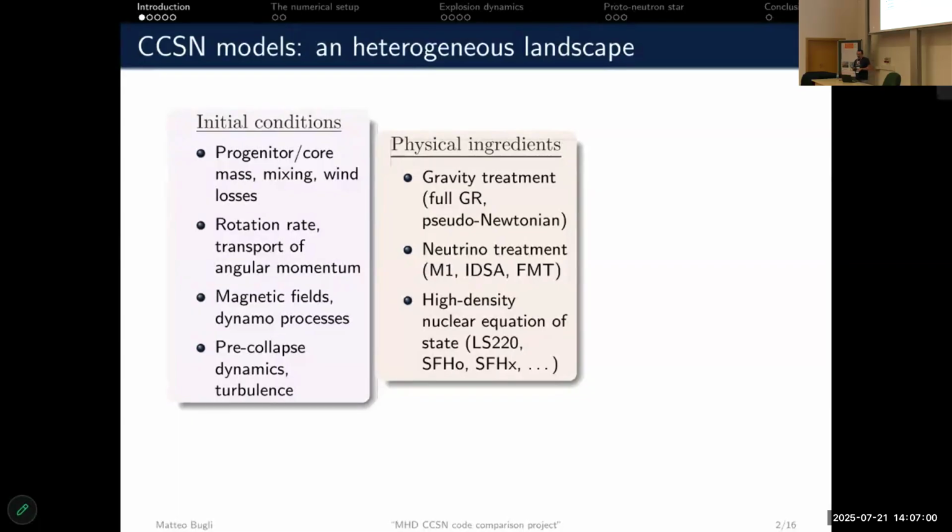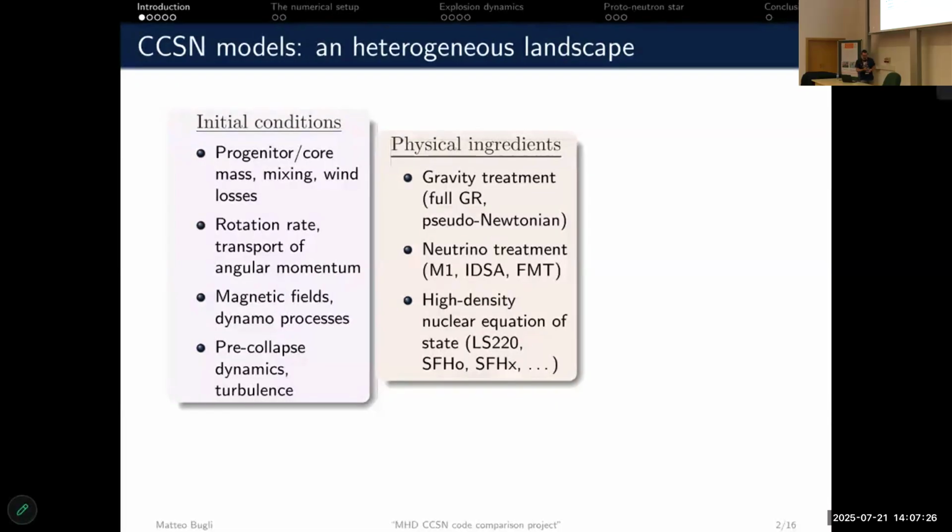Then, we want to define what is our weapon of choice for the neutrino transport. The state of the art is sort of settling over schemes like, for instance, the M1. Of course, there are different choices which are maybe more efficient, that allow a more prolonged modeling. But this is something that is not homogeneous across the landscape of numerical models.